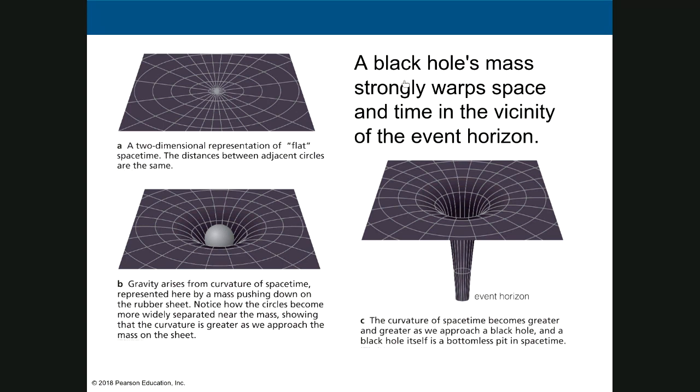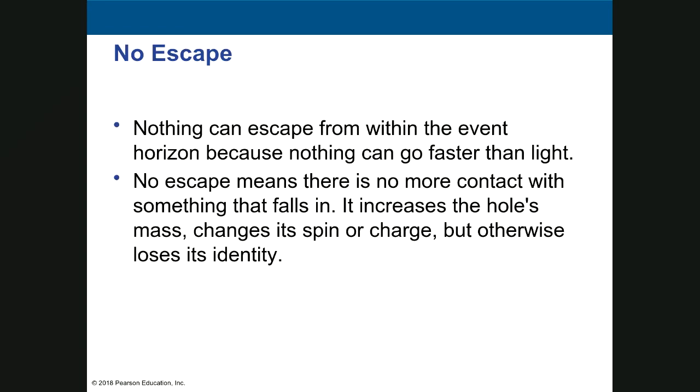And here's some more of these misleading pictures of space-time, where these effects we're seeing that look spatially curved are really more temporally curved. And we'll talk about that in a minute. All right. So nothing can escape from the event horizon because we just talked about that. And no escape means there's no more contact. This is where we're talking about causality.